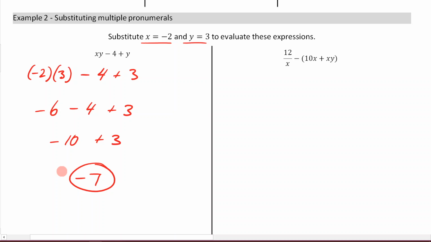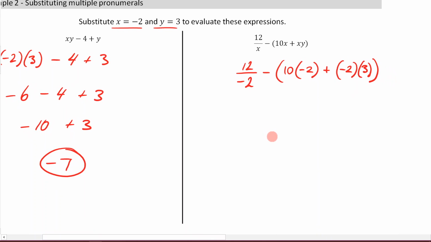Let's now keep on moving to our next one, which is going to be 12 over, now x is going to be negative 2, then I'm going to have a minus, then I'm going to have 10, then I'm going to have negative 2 plus negative 2, then here will be 3. So be careful with your brackets, that's what it should look like. 12 over negative 2 is going to be negative 6. Remember, when you're dividing a positive and a negative, your answer is going to be negative.